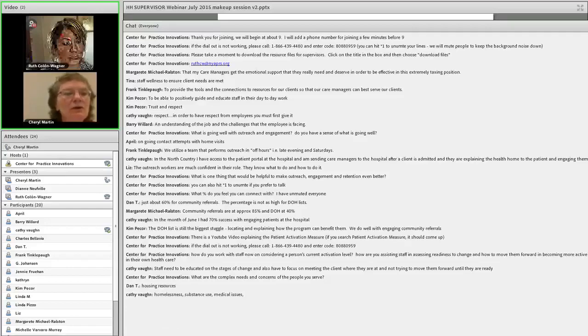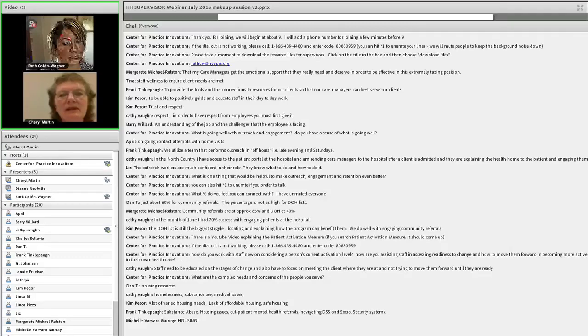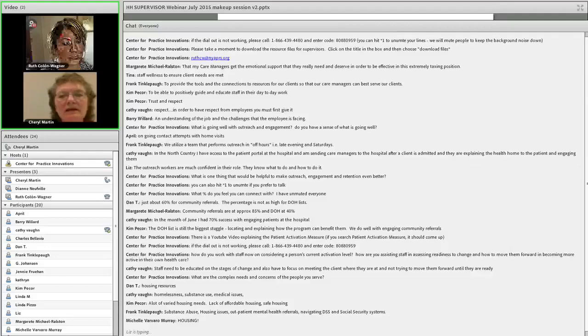Housing resources, so locating housing for folks, homelessness again, substance use, and medical issues. Many people typing right now. Housing again, lack of affordable housing and safe housing. Substance use again, mental health referrals. I'm assuming, Frank, that that has to do with the length of time it takes or the difficulty of finding programs that you can access quickly, navigating DSS and Social Security, housing again, clearly housing and again.